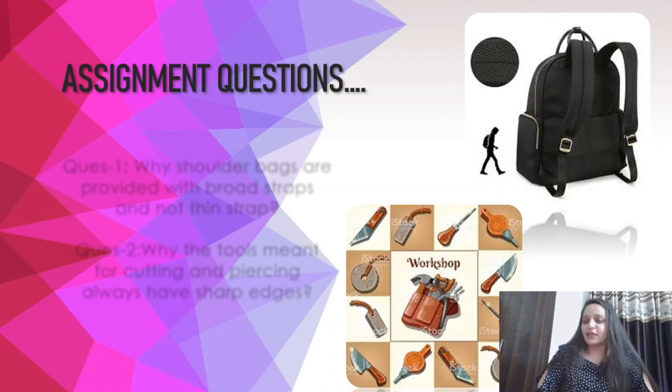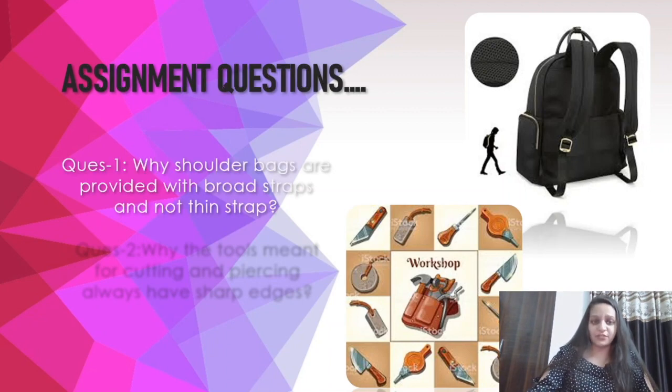Now there are two questions which I have given at the end of this video. If you understand the concept very well, please give the answers to these two questions in the comment box. Here's the first question: why are shoulder bags provided with broad straps and not with thin straps? All the students who are watching my video must be using these kinds of bags, given in the picture over here. They can see that the straps of the bags are generally quite wide. They are not thin. So why is it so? You have to answer this question.